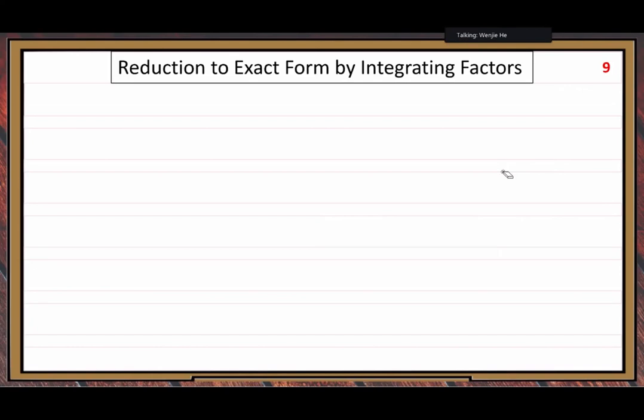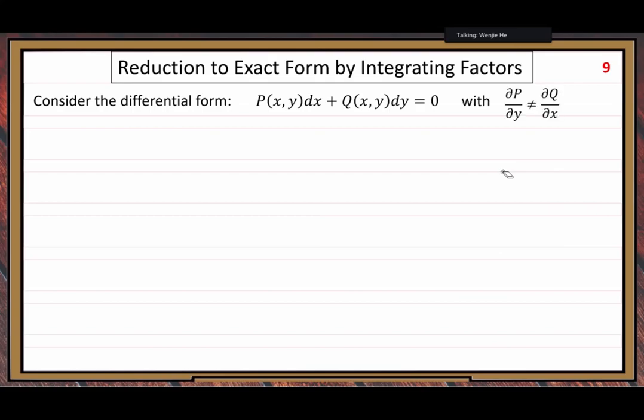Reduction to exact form by integrating factors. How to find that special factor? We need to develop some systematic method to do it. Consider this differential form, P and Q functions.